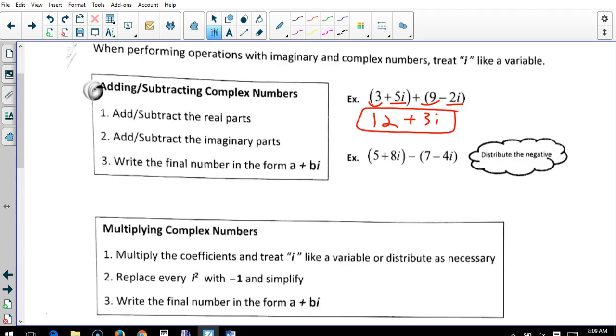Same idea. Here we're going to distribute the negative, as we would if it was 4x, negative 4x. So again, 5 plus negative 7 is negative 2. 8i plus 4i is plus 12i. And remember, that's because this is really negative 7 plus 4i after I distribute the negative sign. So negative 7 plus 5 is negative 2, and negative 4i, positive 4i plus 8i is 12i.